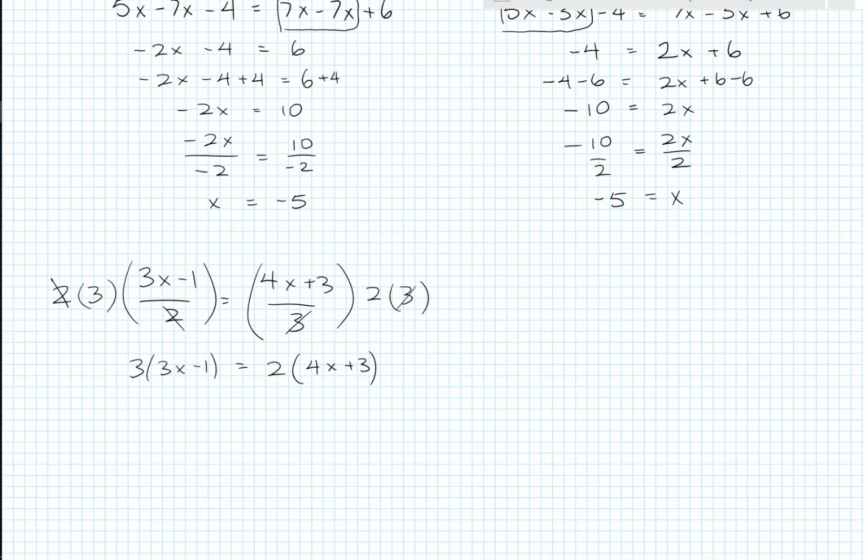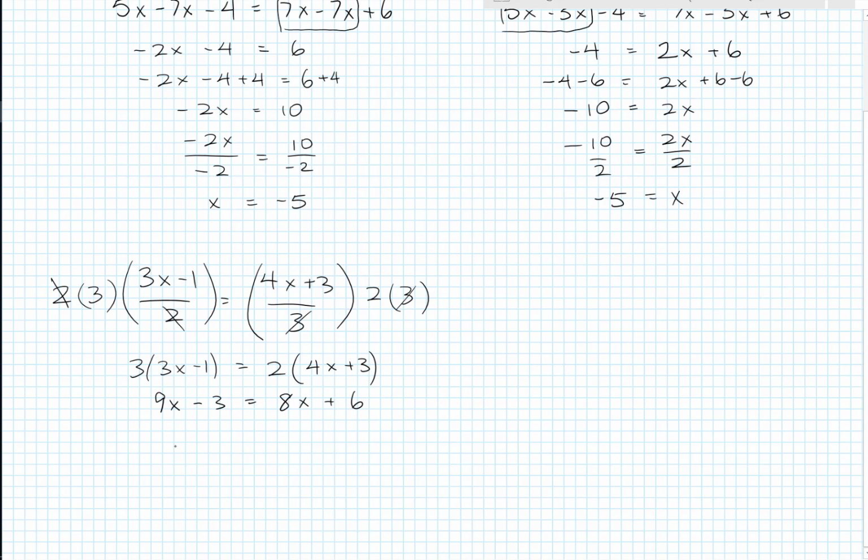So let's continue this. We can now expand, and notice we have no fractions, right? So this is the good thing about this method. Now we have 9x minus 3 on the left, and on the right we have 8x plus 6. And once again, we've got x's on both sides. Let's collect them. We can subtract 8x from both sides.